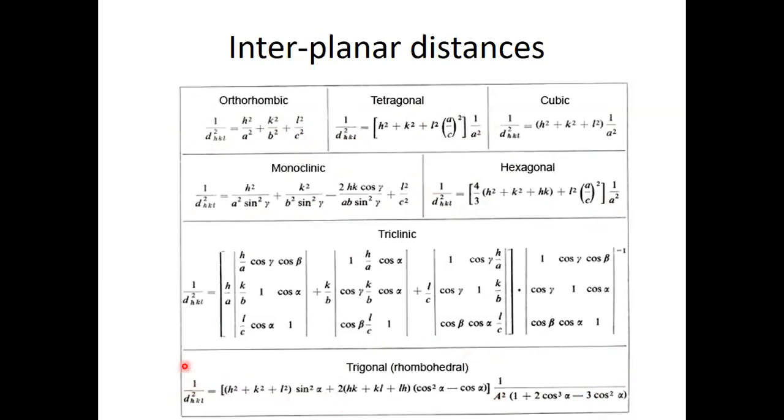Therefore, indexing of unit cells from an X-ray diffraction pattern is not a straightforward process. So unless you have a very high symmetry system like a cubic system, you practically cannot do it by hand. You have to use certain computer algorithms that apply these formulas to determine the lattice parameters.